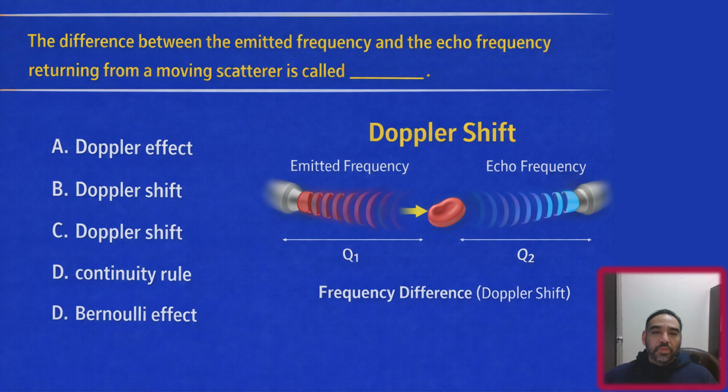And so the question is asking for the difference itself, so it has to be the Doppler shift. Now the other one, the continuity rule, describes conservation of mass and constant flow. So it has nothing to do with frequency changes, completely unrelated to ultrasound frequency shifts. And then the last one, the Bernoulli effect. Bernoulli describes relationships between pressure, velocity, and height. It applies to fluid dynamics, not to ultrasound frequency changes. And again, I apologize for the lettering on the multiple choice answers.